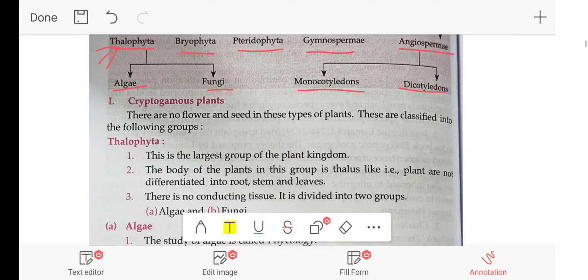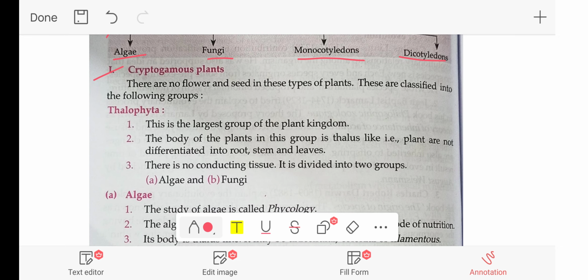First, cryptogamous plants. In this type of plants, there are no flowers and seeds. These are classified into the following groups. Thallophyta. Thallophyta is the largest group of the plant kingdom. The body of the plant in this group is thallus, that is, plants are not differentiated into roots, stems, and leaves.